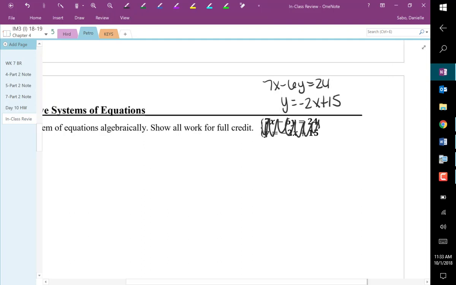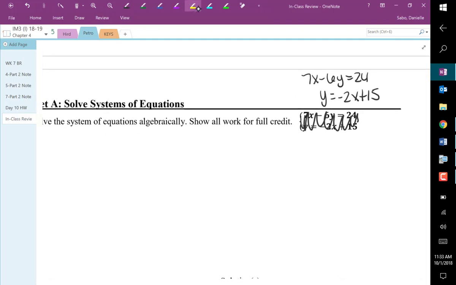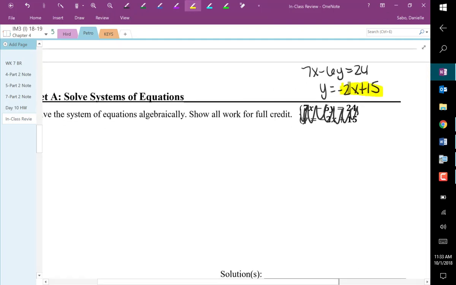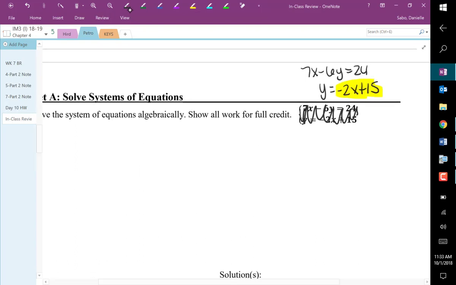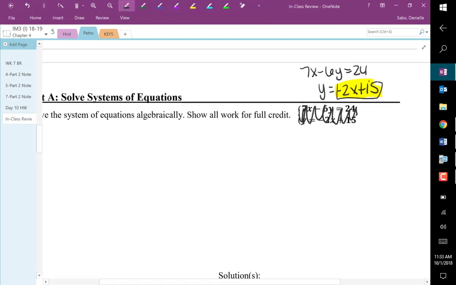Okay, so now what's nice about this is when it says y equals this whole thing. So your first step is to take this whole piece and plug it into y. Wherever you see a y, you're plugging in -2x plus 15. Okay, so that's your first step, kind of making steps out here for you. Okay, first step, 7x minus 6 times the whole piece, -2x plus 15 in blue equals 24.